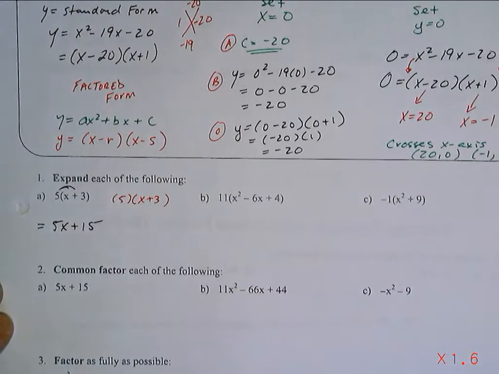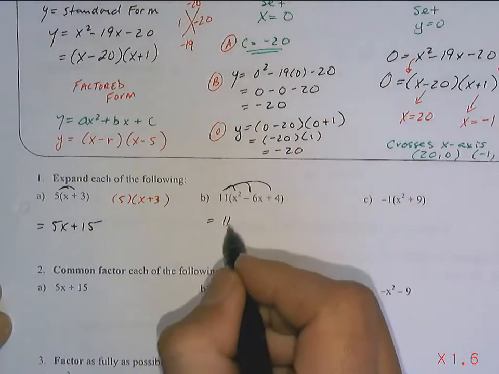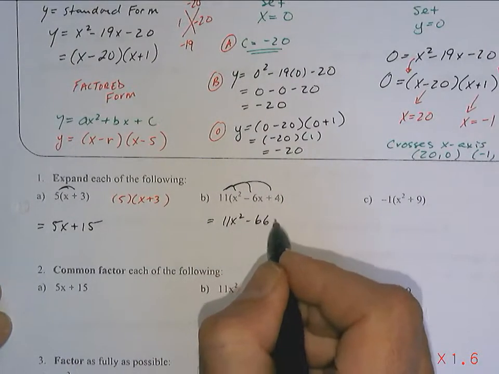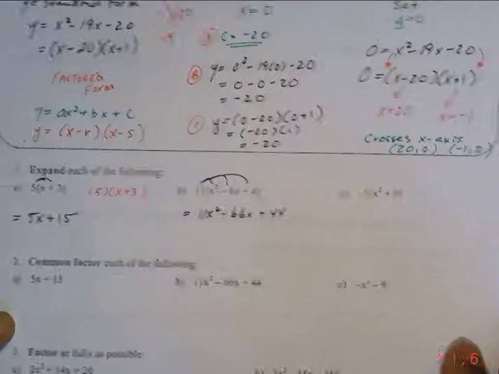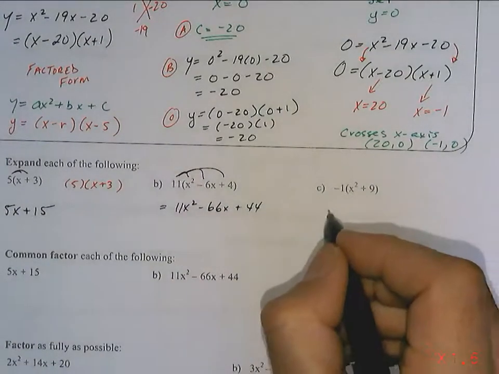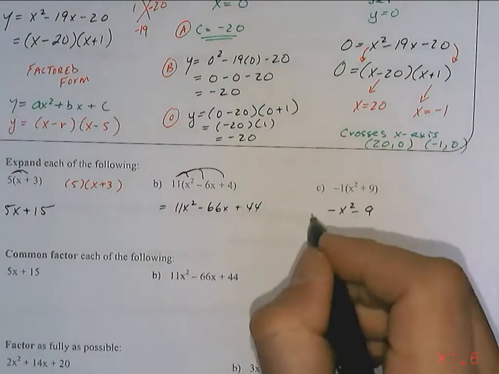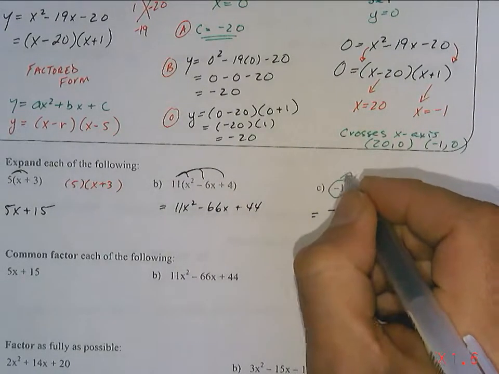There's nothing hard here. The 11's got to go to all 3. So it's 11x squared minus 66x plus 44. There's nothing hard here. 2 ways to do this. Here's the first way. Negative x squared minus 9. Because what I did was I took the negative 1 and I took it in.